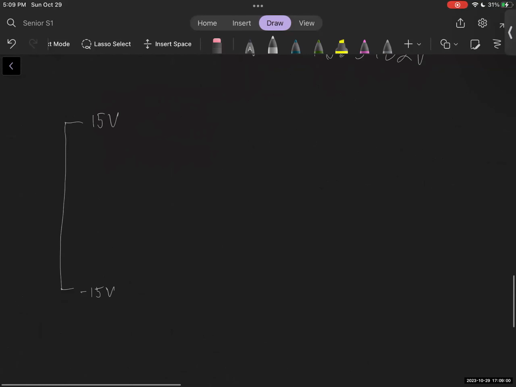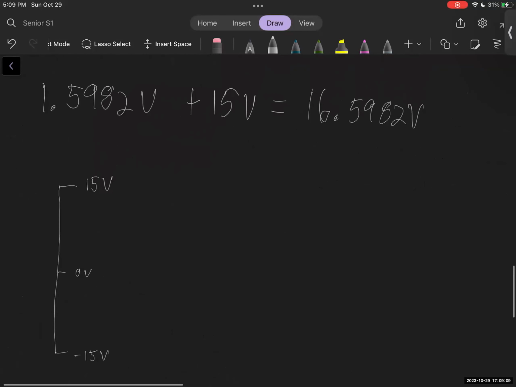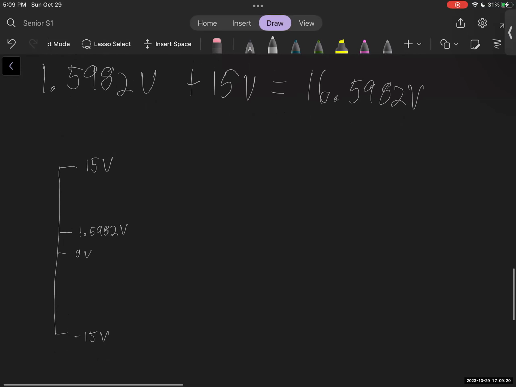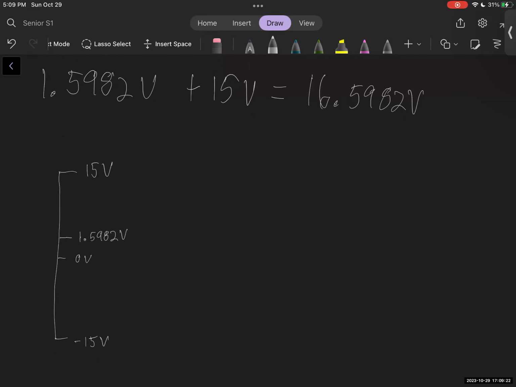So this is our signal range, right? And let's say this is 0. And our input signal is somewhere around here at 1.5982 volts. In the next step, we're going to find the number of steps it takes in our system to reach that value.